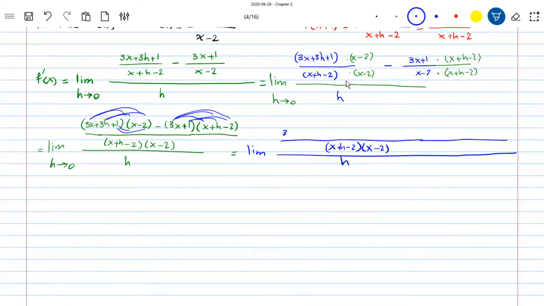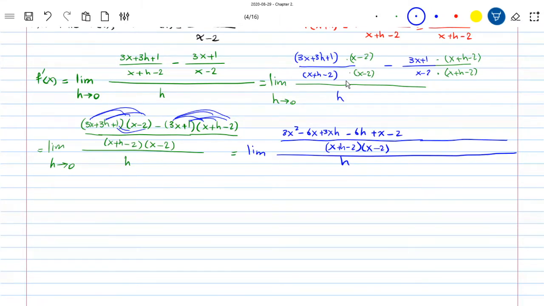3x times x would be 3x squared. 3x times negative 2, negative 6x. 3h times x would be plus 3xh, or 3hx, the order doesn't really matter. 3h times negative 2, minus 6h, plus x minus 2. And this is the first part.